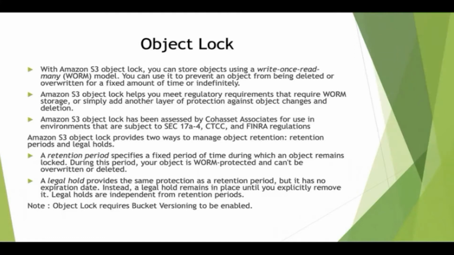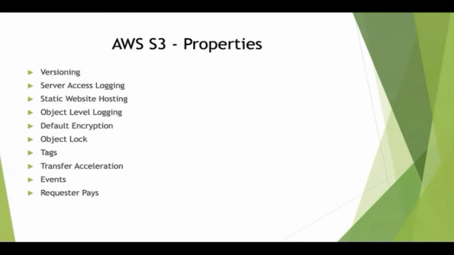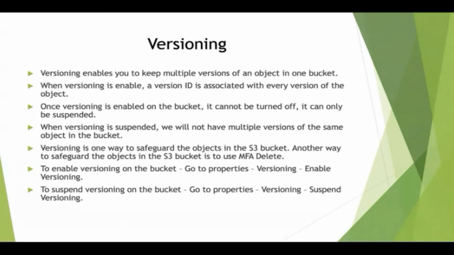So today we are going to look at the other five properties of S3 that we were talking about previously. So just a small revision as to what the previous five properties were. We started off with versioning. We saw that it enables us to have multiple versions of the same object within a bucket, and we can only enable and suspend versioning. We will not be able to disable it.